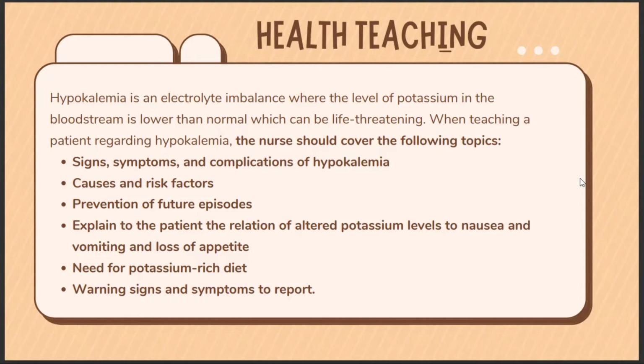Next is explain to the patient the relation of altered potassium levels to dizziness, vomiting, and loss of appetite to help the patient understand why these factors are associated with signs of hypokalemia. Then, explain the need for a potassium-rich diet. Diet modification is not recommended for patients who are predisposed to hypokalemia. Since high sodium intake tends to enhance renal potassium losses, teach patients about the establishment of a low sodium and high potassium diet. And lastly, the warning signs and symptoms to report.